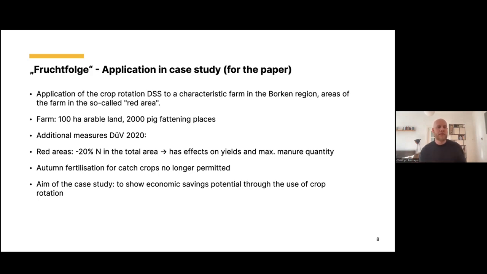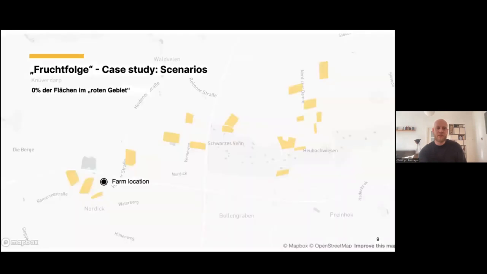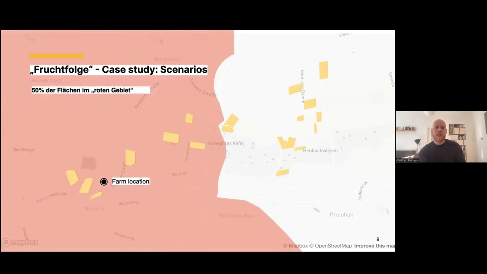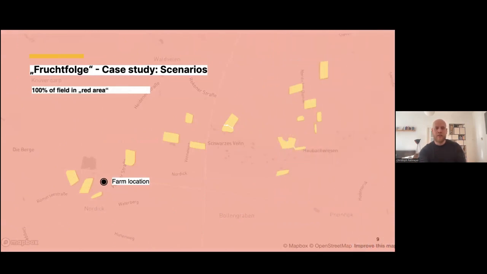The aim of the case study was then to show the economic saving potential for that particular farm when applying the Fruchtfolge decision support system. Here we see the plots that farm operates on. In the left bottom, we see the farm location. Here in the first scenario, we have 0% of the plots in the red area. Then in the second scenario, we had 50% of the plots in the red area. And then we had a third scenario where all of the plots were in the red area.